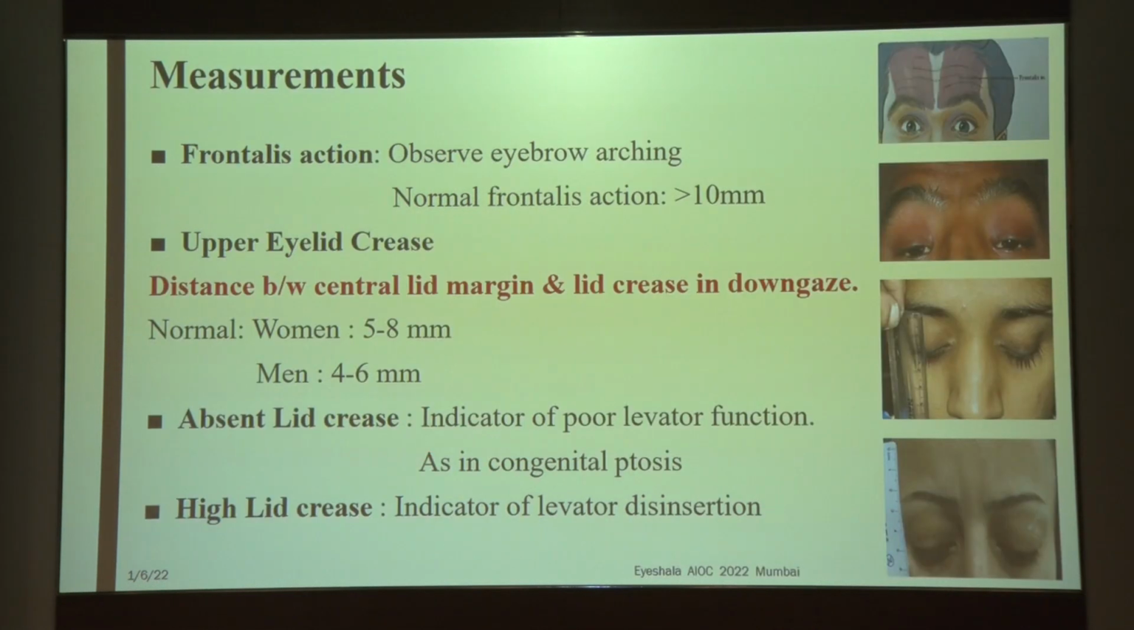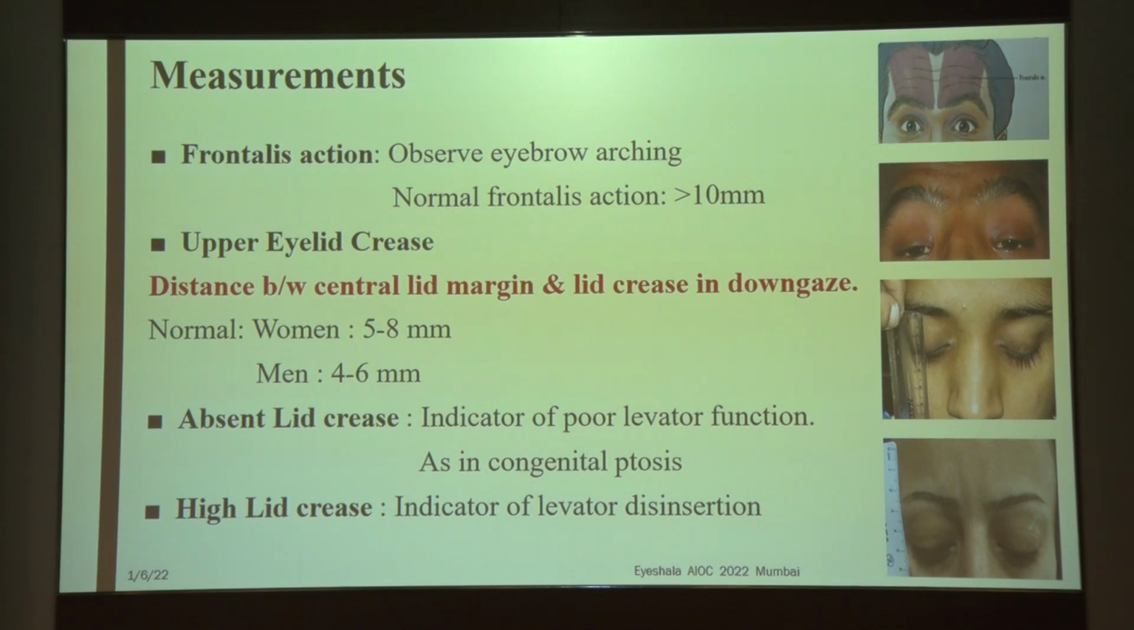Now coming to the actual measurements, frontalis, as I told you, you have to see the arching of the eyebrow. That gives you a clue that with severe ptosis, you can go ahead with sling surgery. Upper eyelid crease, what is the difference between lid fold and lid crease? Lid fold is the one that we see in primary gaze, the fold that comes on the upper eyelid.